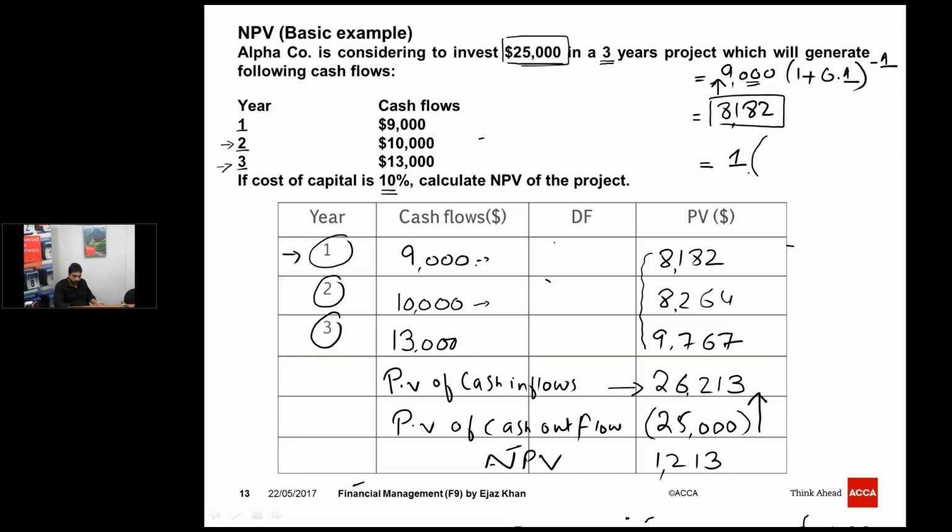So $1, same 1 plus 0.1 raised to the power minus 1. Now, I'm not going to calculate the present value of $9,000 this time. I'm going to calculate the present value of just $1, which we are supposed to receive after year one. Can anybody calculate the present value of this $1 for me?